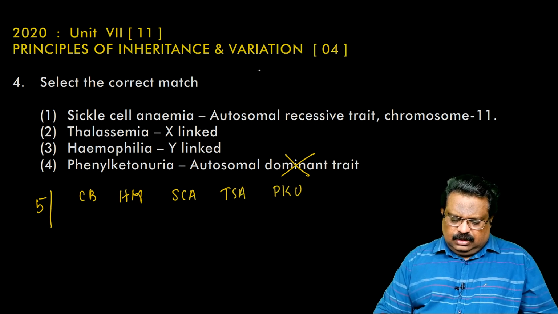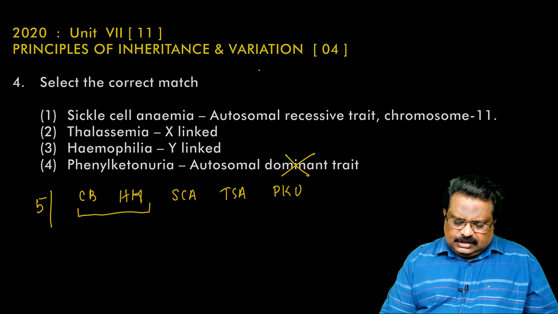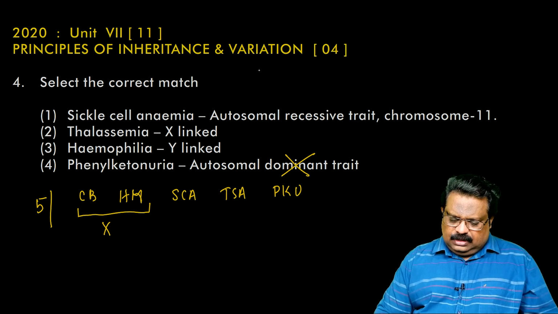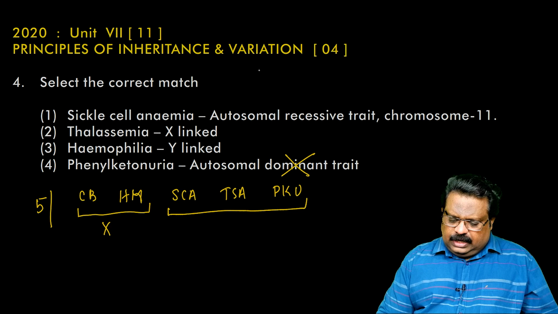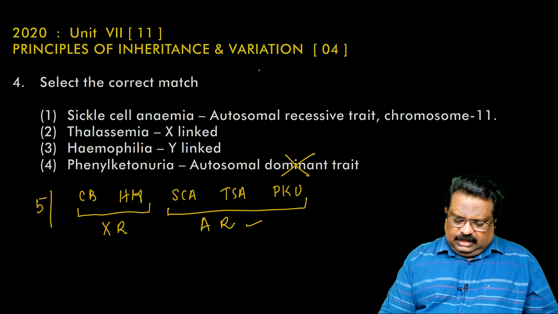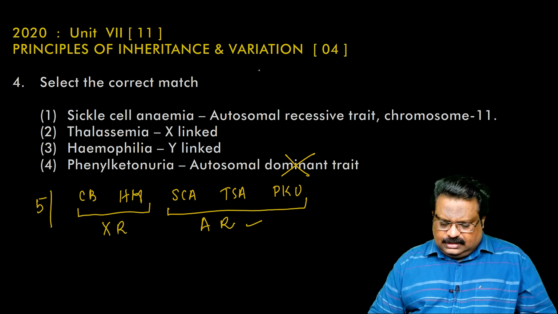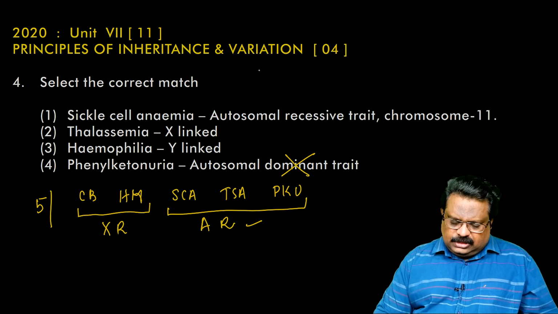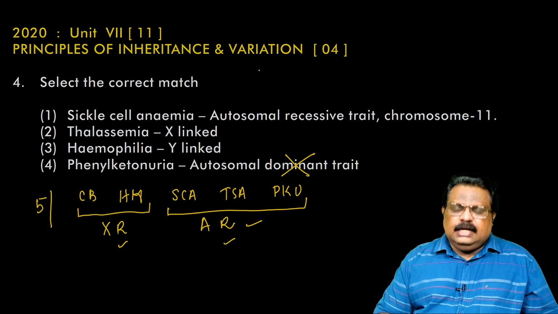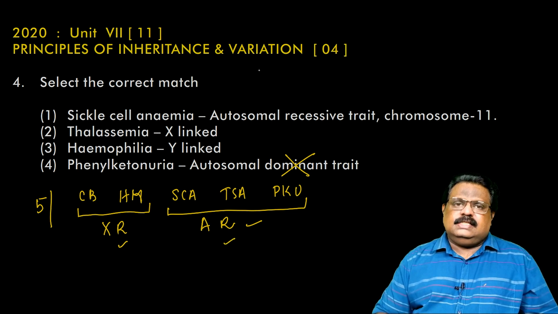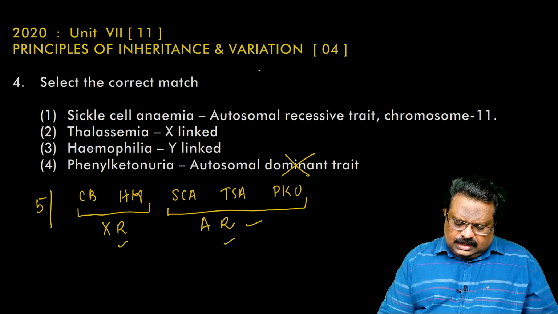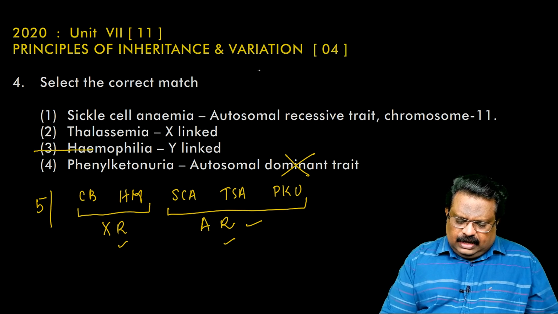Of these diseases, color blindness and hemophilia were sex-linked or X-linked. Sickle cell anemia, thalassemia, phenylketonuria, all are autosomal recessive. Color blindness and hemophilia are X-linked recessive. So all the 5 Mendelian disorders that we are studying in this chapter were recessive disorders. Myotonic dystrophy is a dominant one. So hemophilia Y-linked is a wrong choice.